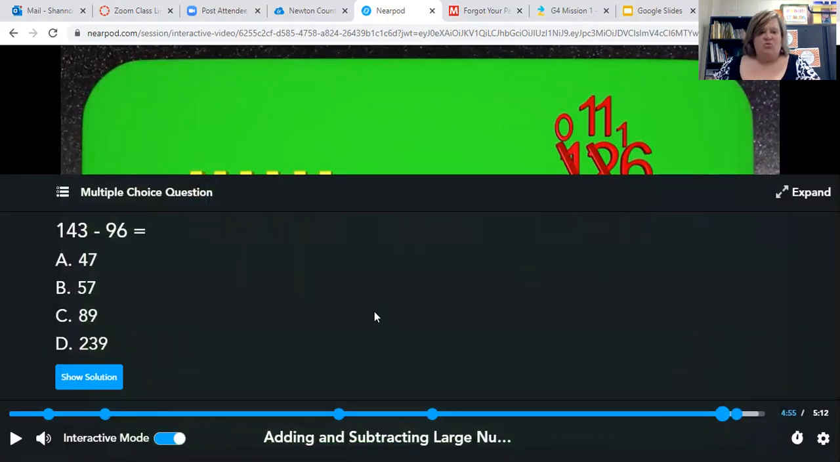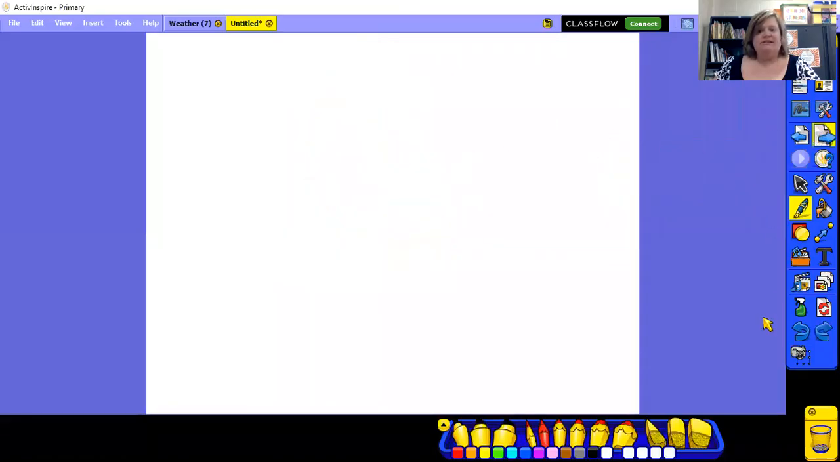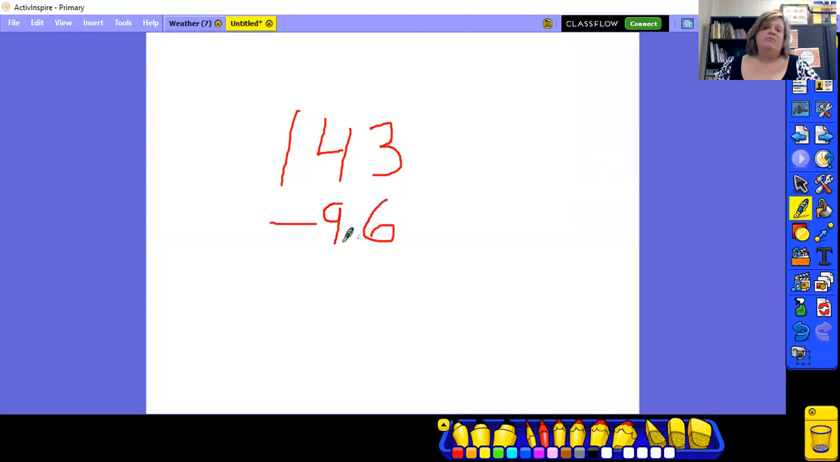So now it wants us to do 143 minus 96. I'm going to do a new share. So I'm looking at the ones place. Here's my ones place. If I have 3 ones, or 3 pieces of candy, as I like to tell my kids, can I give you 6 of those? No. So what do I need to do?